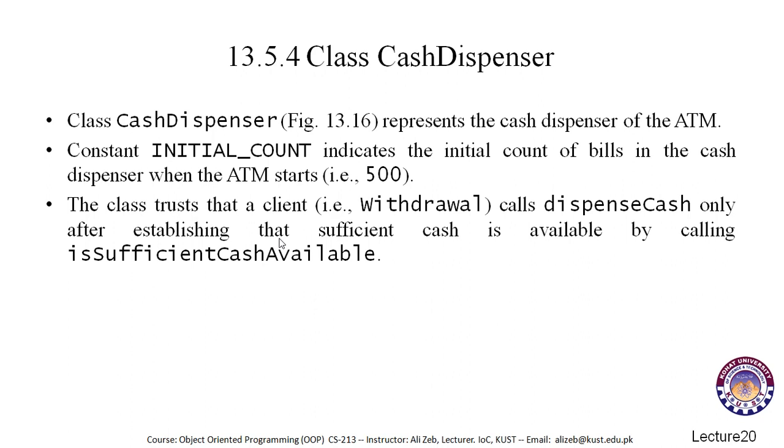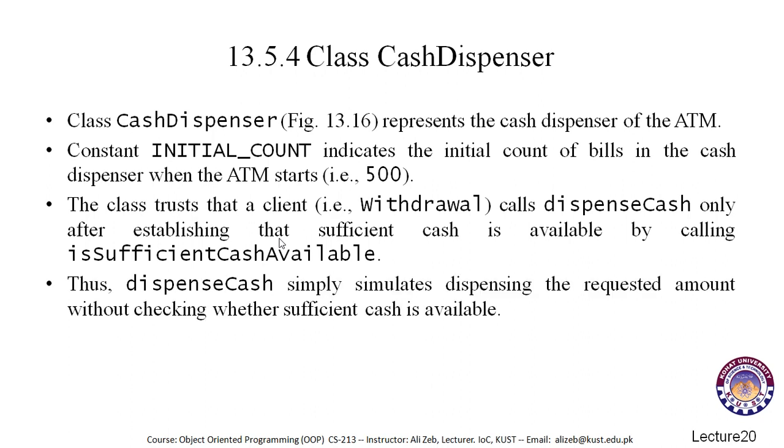So obviously, whenever we are withdrawing cash from the ATM, it makes sure that it has the cash available, and once the cash is available, we are able to withdraw the cash from the ATM machine. Thus, dispense cash simply simulates dispensing the requested amount without checking whether sufficient cash is available. Obviously, we cannot guarantee that in a simulation, so we just assume that the user is entering the right kind of amount, that the ATM machine has that amount and is able to dispense that cash to the user.